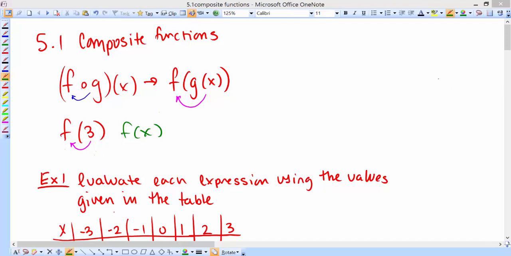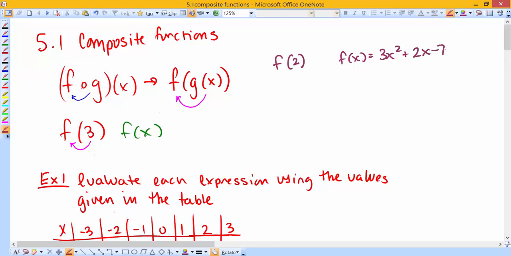5.1 Composite Functions. This entire section is completely review. You have been doing composite functions since Math 1, and you started seeing these functions in the form of maybe like f of 2. And if you had a function, let's say f of x was 3x squared plus 2x minus 7, you would plug 2 in for each x. That's a composite. You're composing a function based off of something.